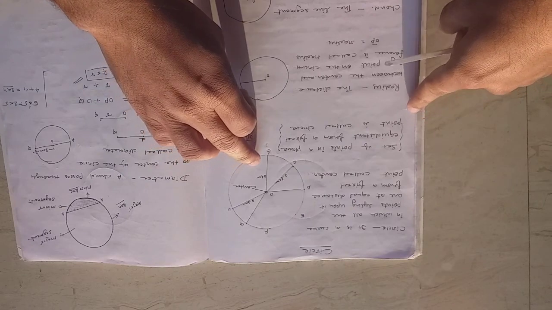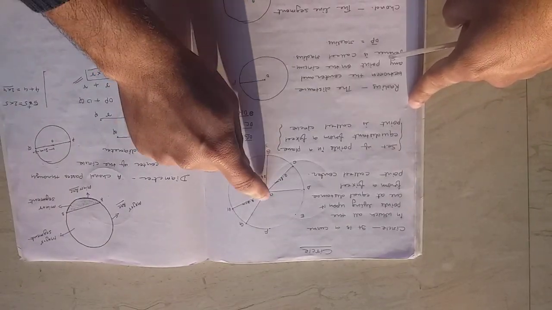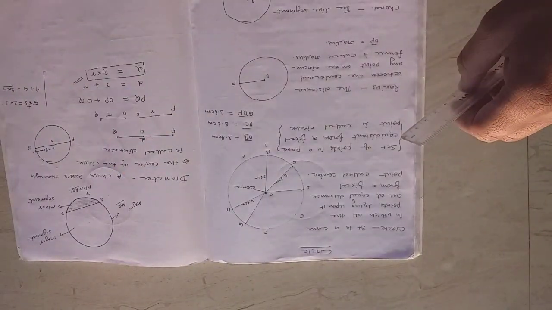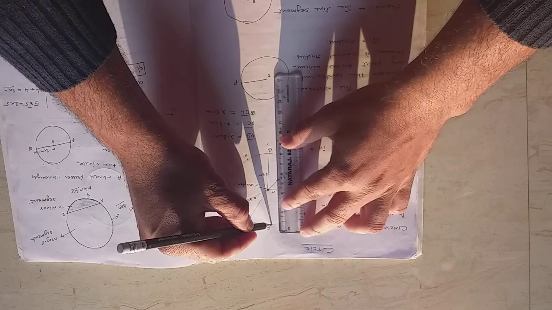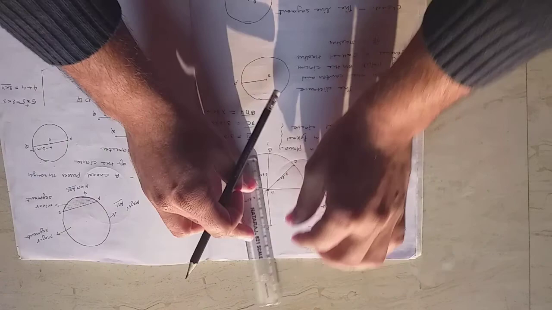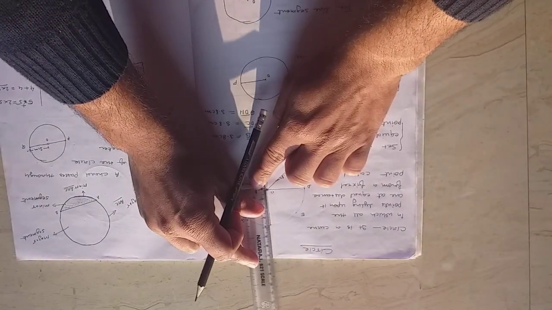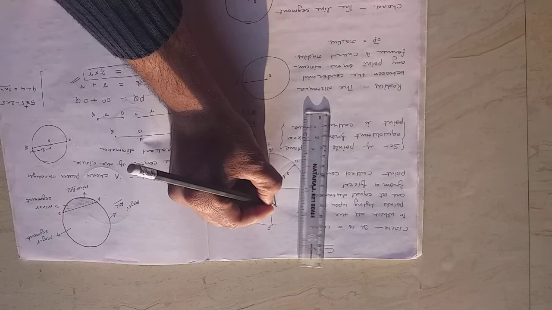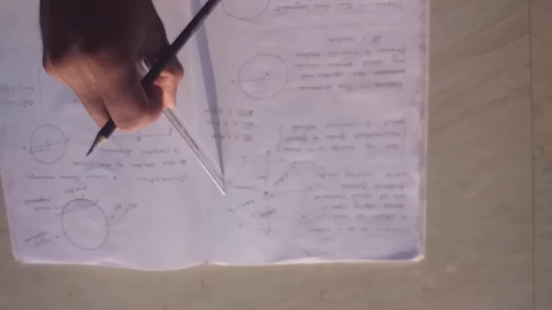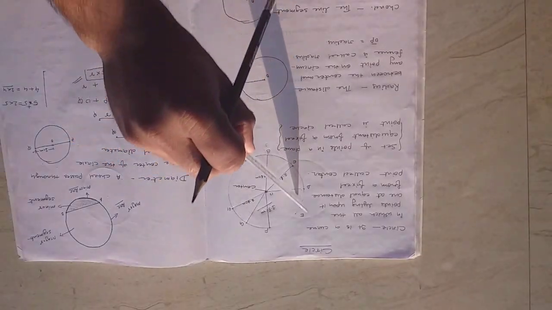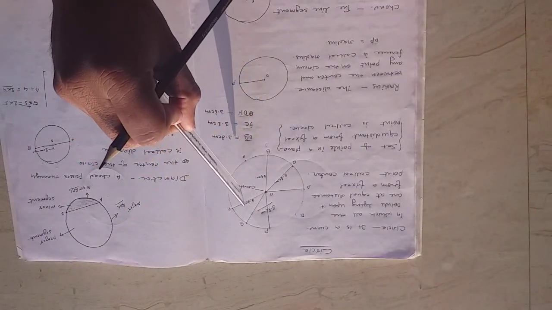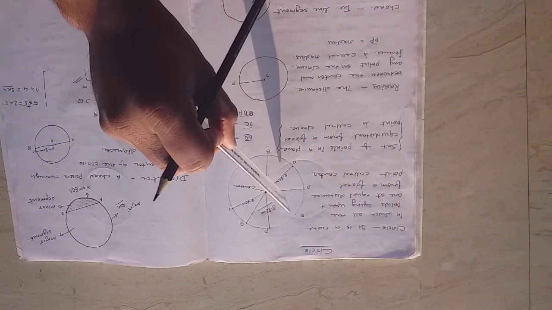In this way, when you measure all these line segments OB, OC, OD, OH, OG, and if we join OF also, so F and O, and measure, you will see that again we are getting the same length, that is 3.8 centimeter. So this type of curve, a set of points at equal distance from the center, is called the circle.